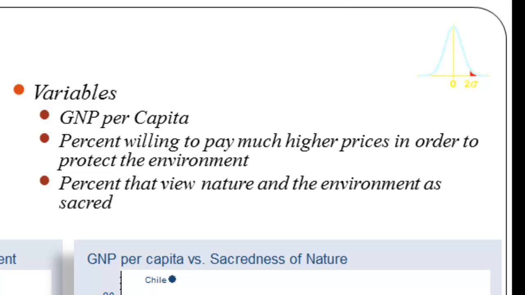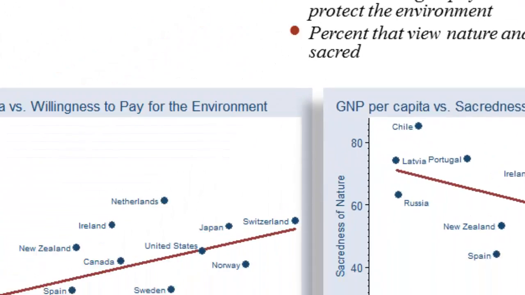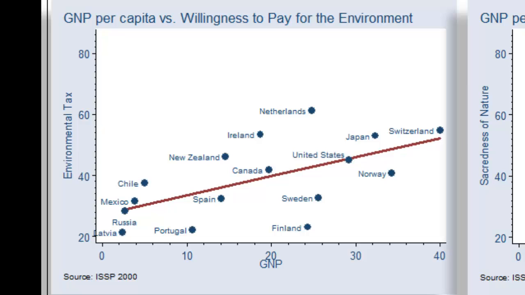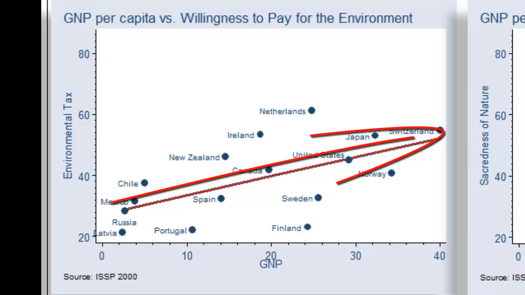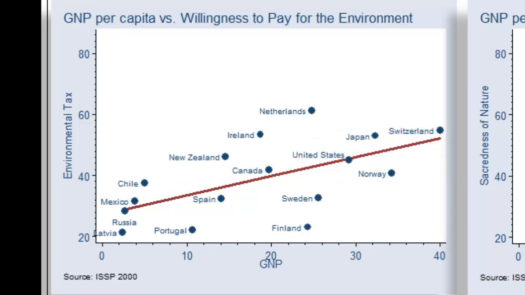So for example, when we look at the graphic on the lower left, we can see that as gross national product increases, there's a general increase in the percentage of people in a country who are willing to pay higher taxes to protect the environment. There are some exceptions. Finland, for example, has pretty high gross national product but is very unwilling to increase taxes. The Netherlands, on the other hand, has about the same gross national product as Finland, but the people in that country are very willing to increase taxes to protect the environment.